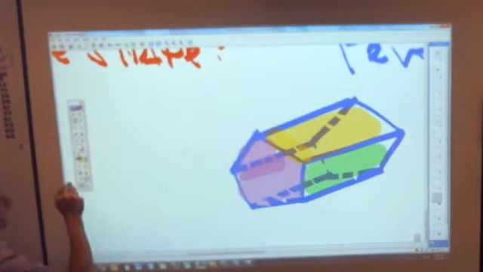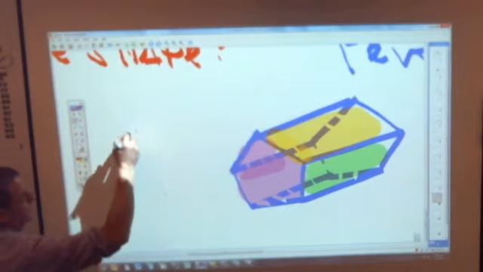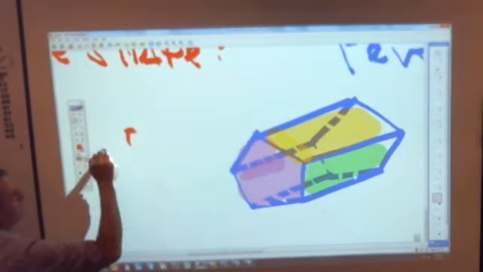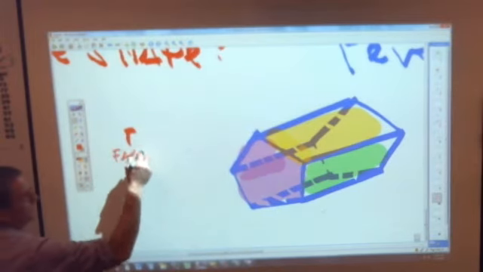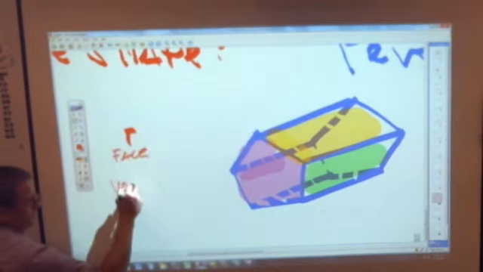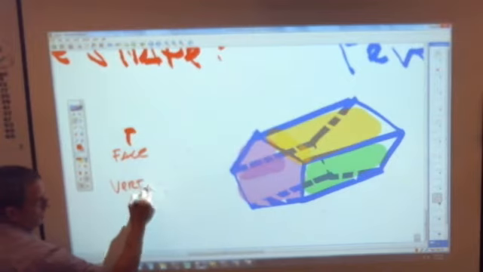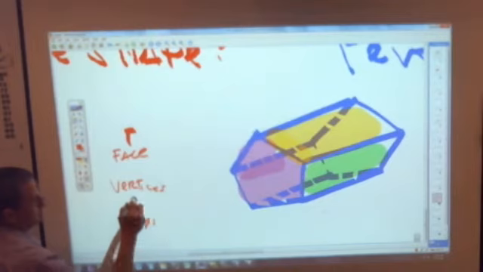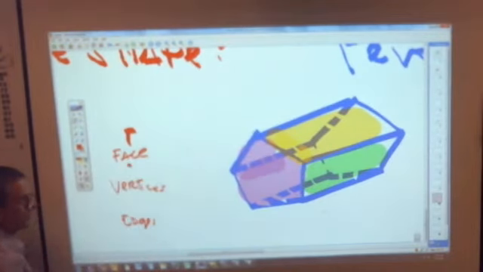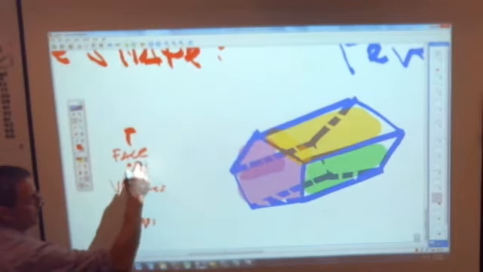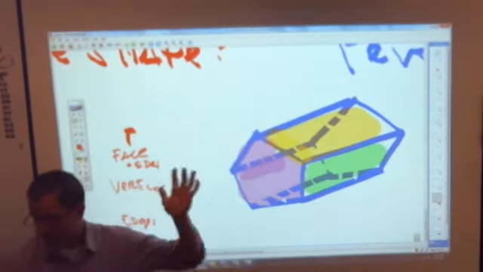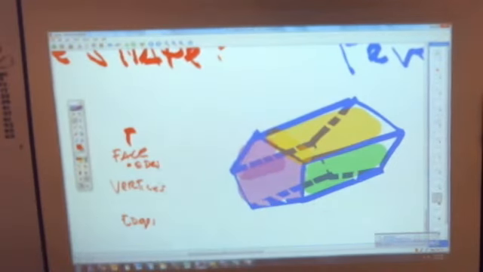With prisms, we have things that are called faces. I have faces, I have vertices, and I have edges. And what's the difference? Faces are the mathematical way to say sides. How many sides does this shape have? And if you're looking at my hexagonal prism there, how many sides does that thing have?